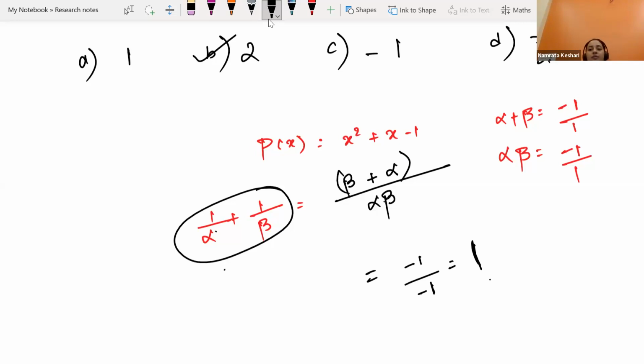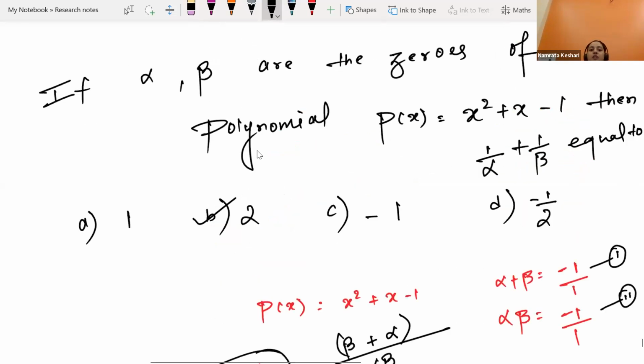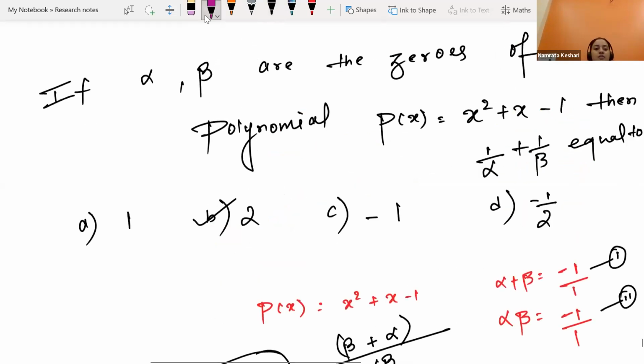Can you see? Equation 1 and equation 2 we have used. Everyone getting it? Yes, ma'am, it is just 1. The answer is just 1. Let's do the next one.